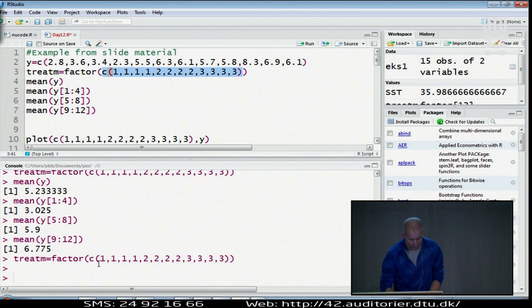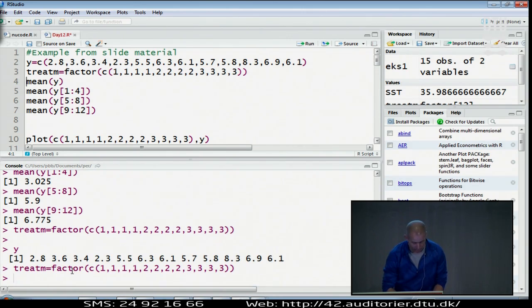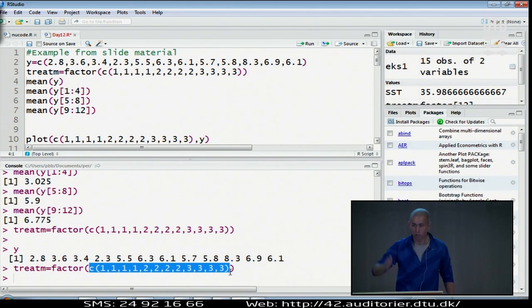I have the Y, that's just a list of 12 data points, right? So to be able to do analysis of variance, I need the information about which groups they come from. I do that by defining a treatment factor. A treatment factor is basically a list of the numbers 1, 1, 1, 1, 1, 1, 1, 2, 2, 2, 2, 3, 3, 3, 3.